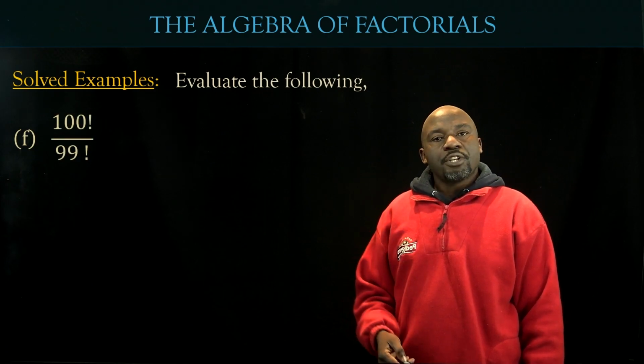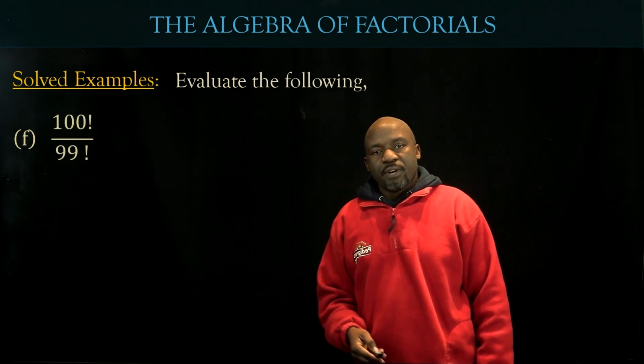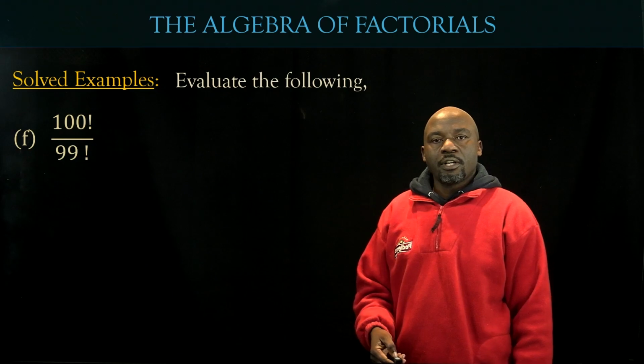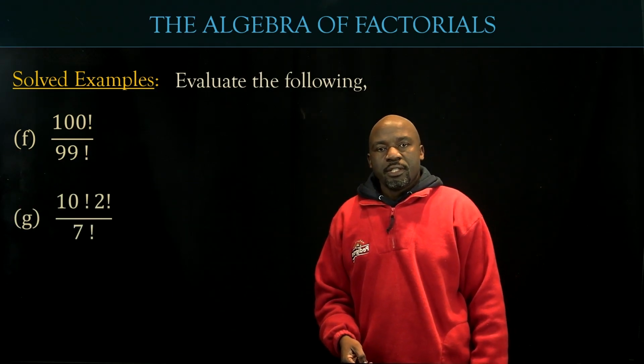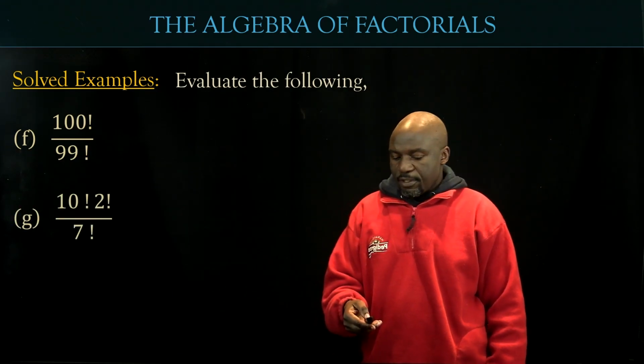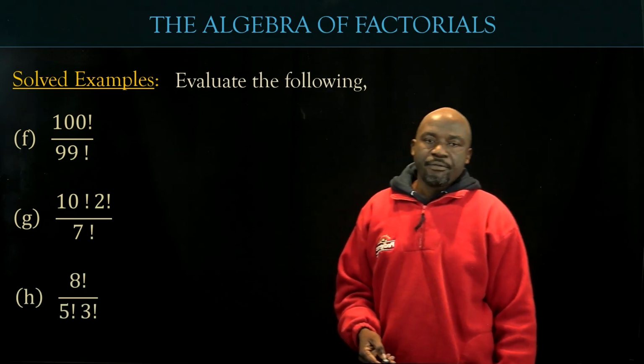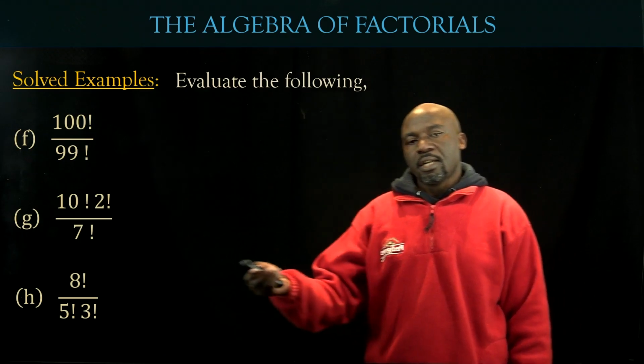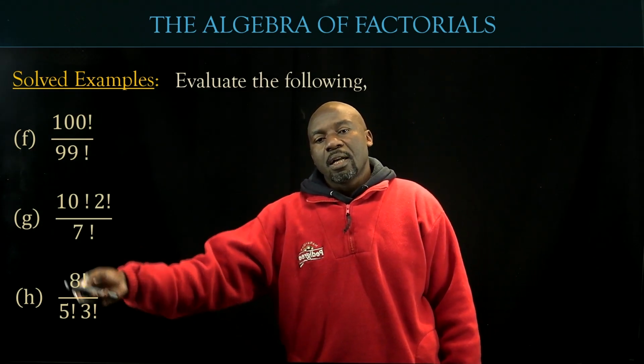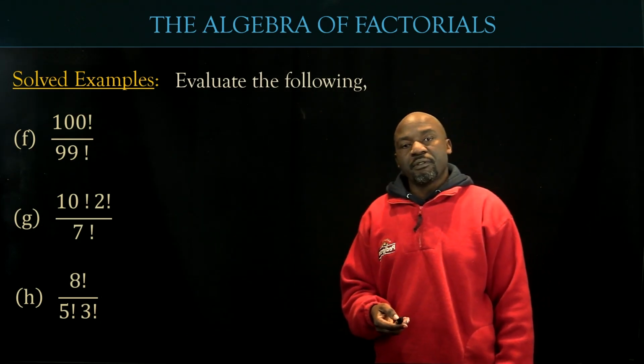Here is another set of questions to try. What is 100 factorial over 99 factorial? G is 10 factorial times 2 factorial over 7 factorial. And H is 8 factorial divided by 5 factorial times 3 factorial. So these are examples of the kind of factorials that you'll meet very regularly.